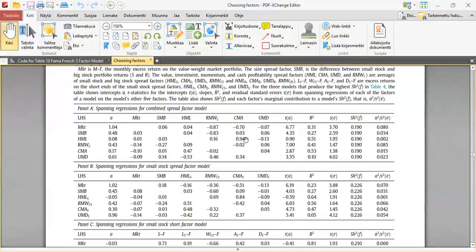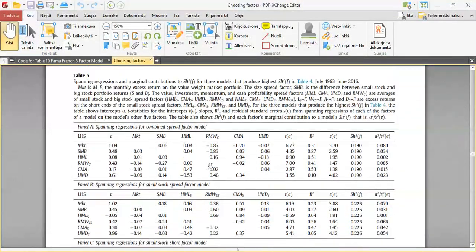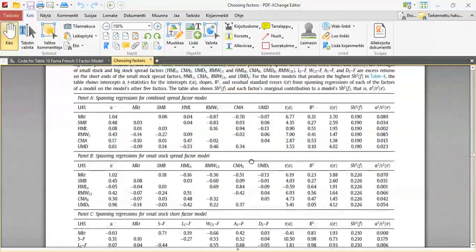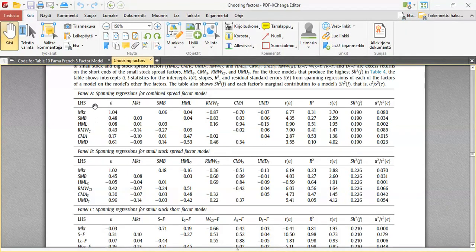Let's now move to table 5. So in table 5, it's entitled Spanning Regressions and Marginal Contributions to the Maximum Squared Sharpe Ratio for the 3 models that produce the highest maximum squared Sharpe ratio in table 4. Okay. So basically, what is this table about? So we regress here on the left-hand side. We regress in the first row the market factor in excess form on these risk factors here. So we regress the market factor on all of the other risk factors.